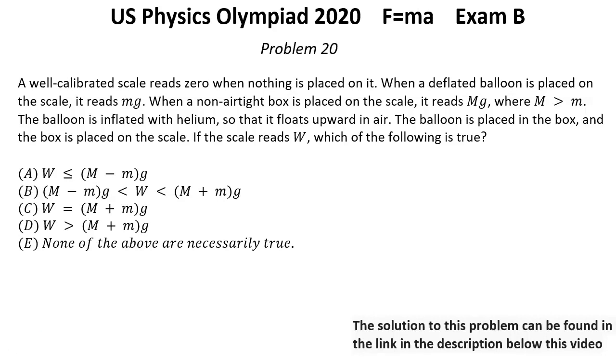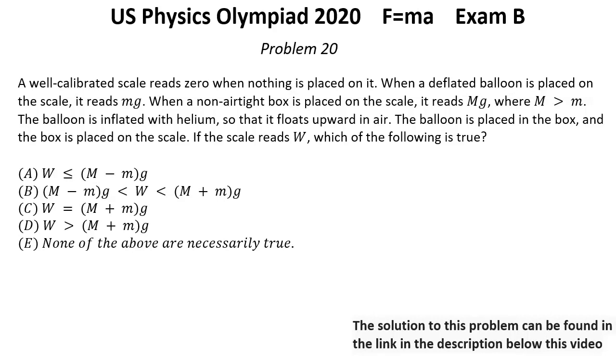The balloon is inflated with helium so that it floats upward in air. The balloon is placed in the box, and the box is placed on the scale. If the scale reads W, which of the following is true? Solution for problem number 20.